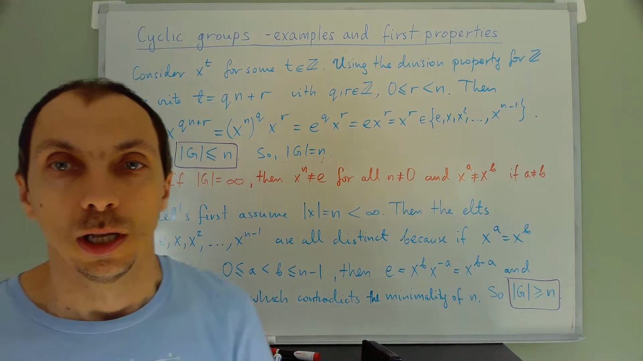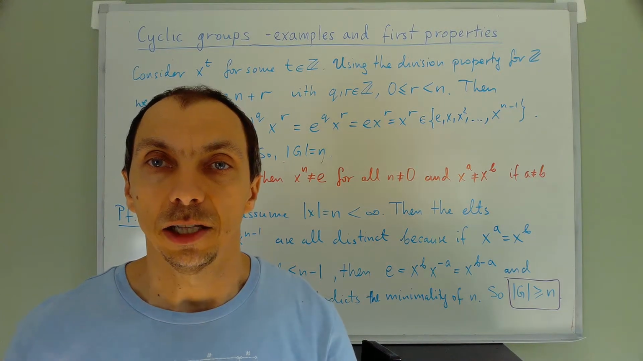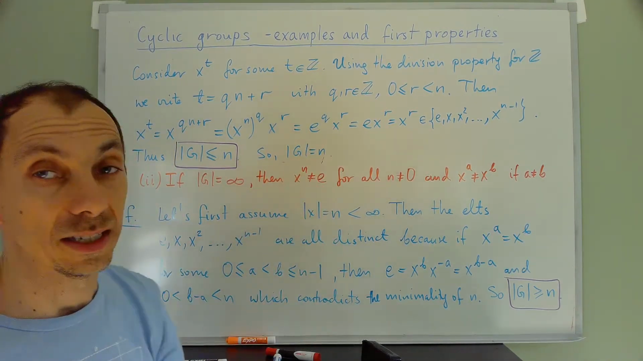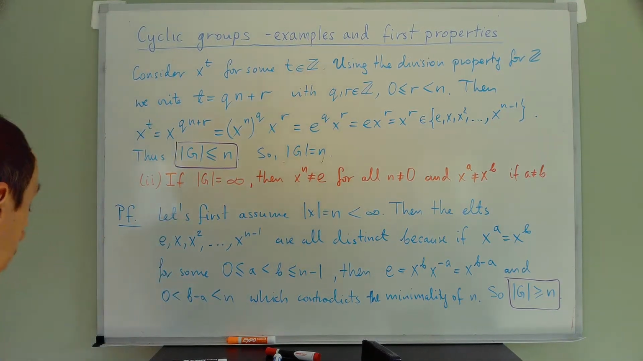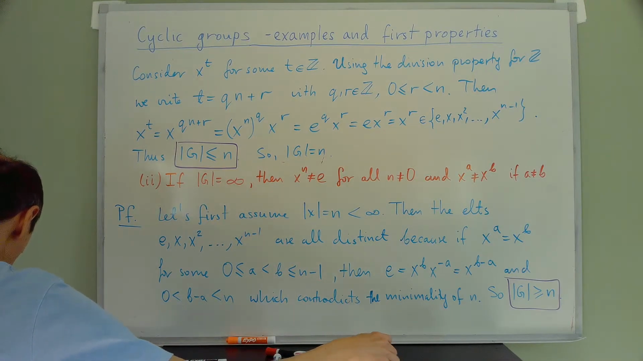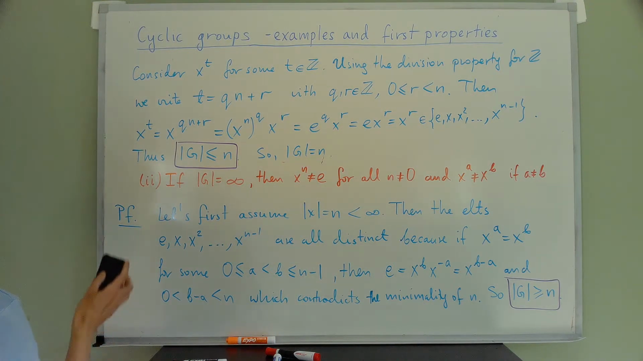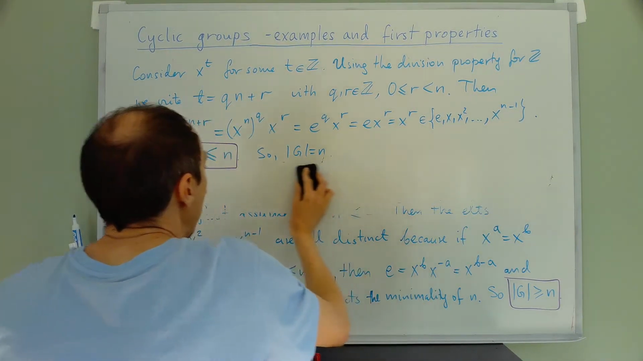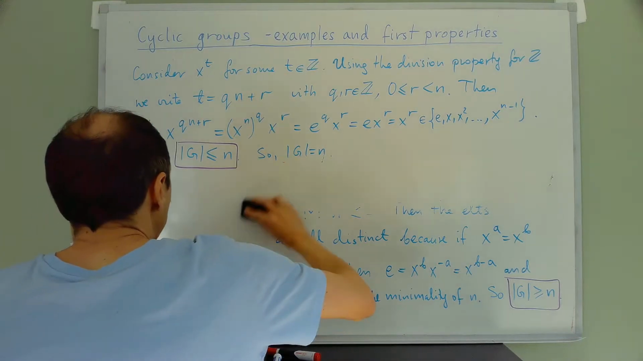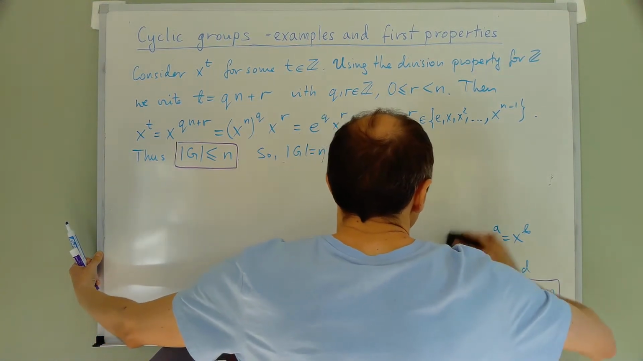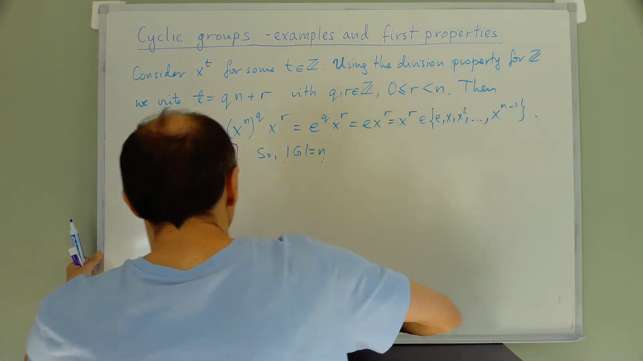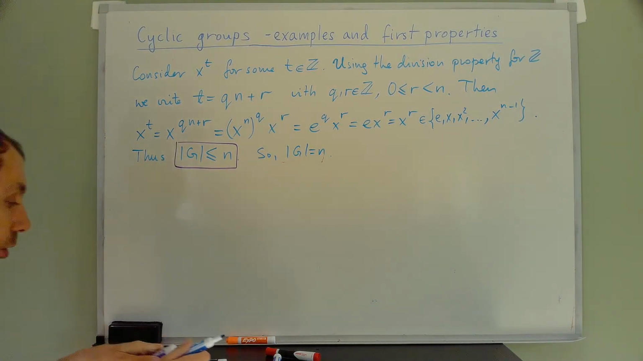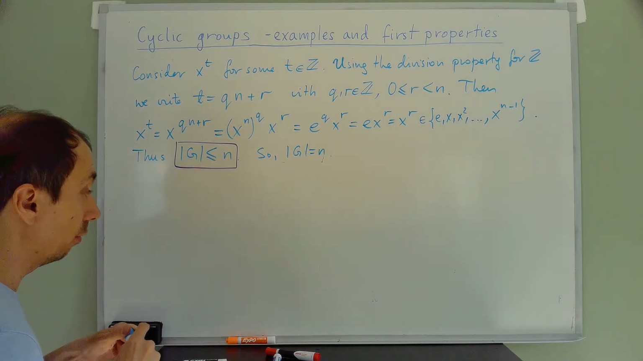So what did we show? We've shown that if G is cyclic and it has a generator whose order is n, then G itself has exactly n elements. Okay, so let's continue. So that's all that worked under the assumption that the order of x is finite.